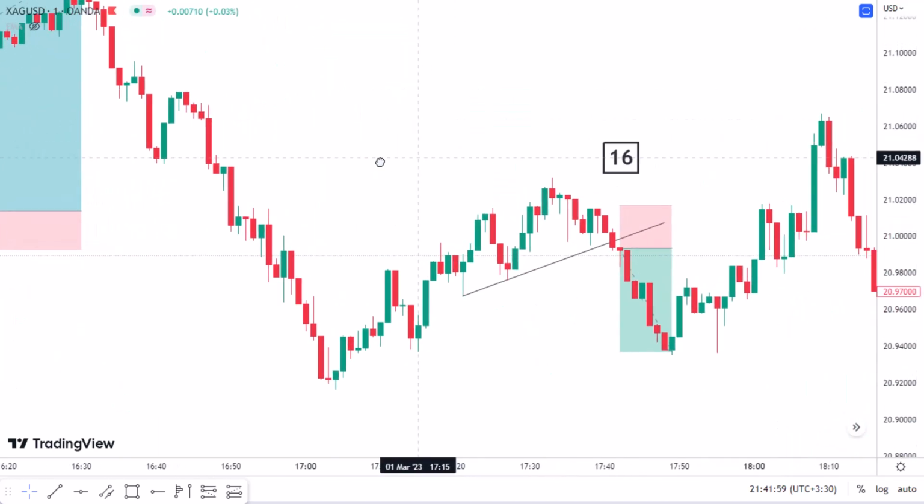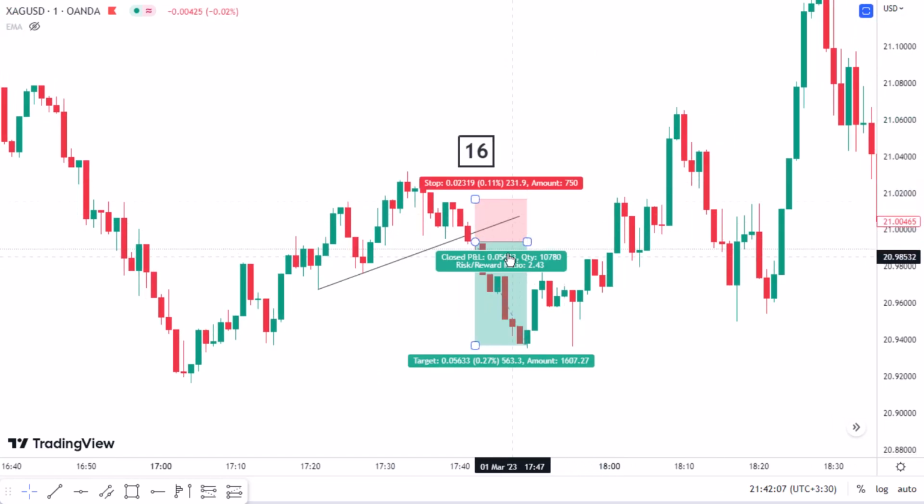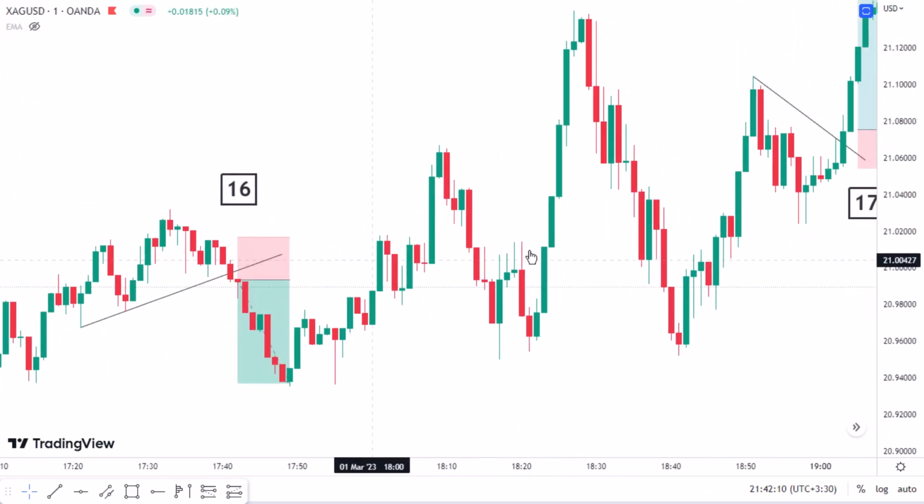Moving to the next position, we have a trend line here with 2 touches. On the 3rd time it breaks it here, we enter the sell position, put our stop loss somewhere safe, and it gives us a reward of 2.4.